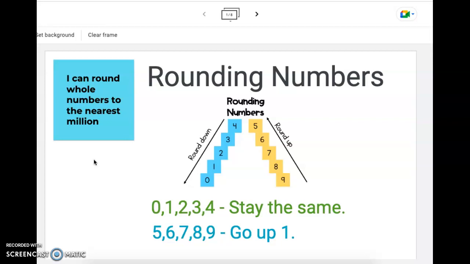Now, in your math notebook that you have out in front of you, I want you to write that numbers 0, 1, 2, 3, and 4, the digit's going to stay the same. And the numbers 5, 6, 7, 8, and 9, the digit is going to go up 1. If you need more time to write that in your math notebook, go ahead and pause the video and hit play whenever you are ready.